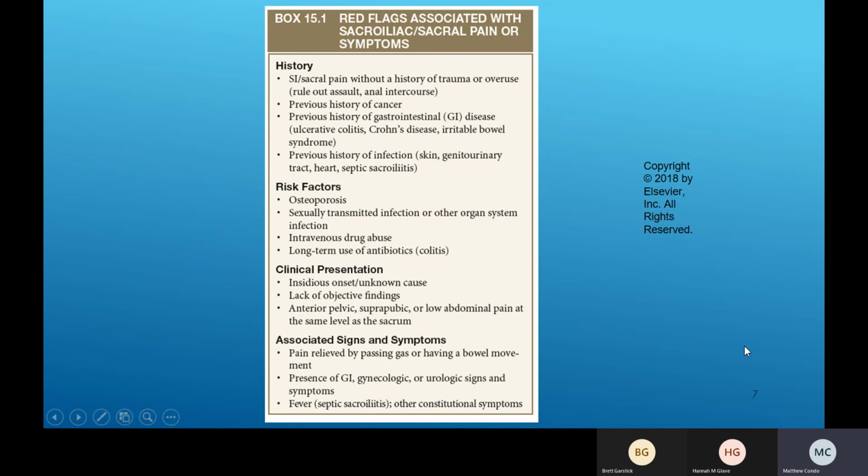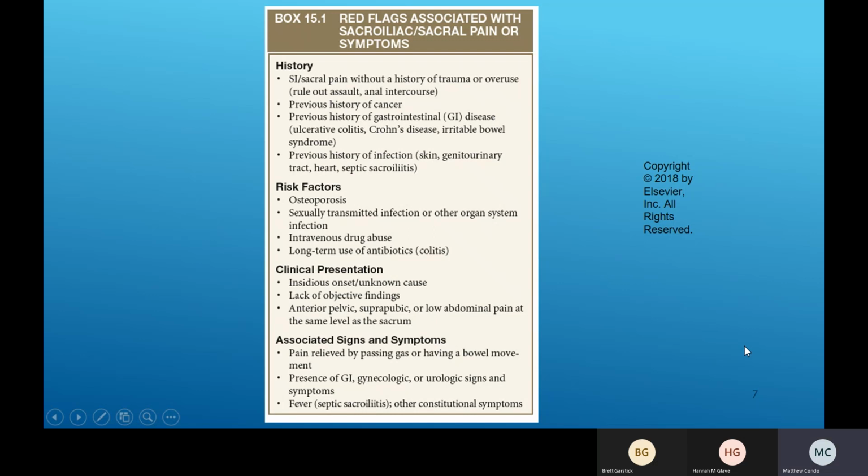are there other risk factors involved? Do they have a confirmed diagnosis of osteoporosis? Do they have a confirmed history of IV drug abuse? Right? All these things can lead to maybe this is not an MSK problem. And then when looking at the clinical presentation and associated signs and symptoms, those are all the same rules we've been talking about since last August.